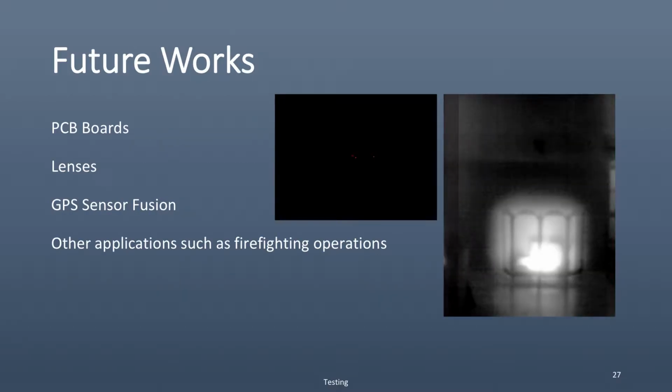Additionally, as discussed before, if the prototype were to move to PCB boards, it would reduce weight by eliminating unnecessary components and reduce overall volume. However, the thermal test would probably need to be reperformed as you're changing the enclosure. Look at lenses. GPS sensor fusion was also a hot topic.